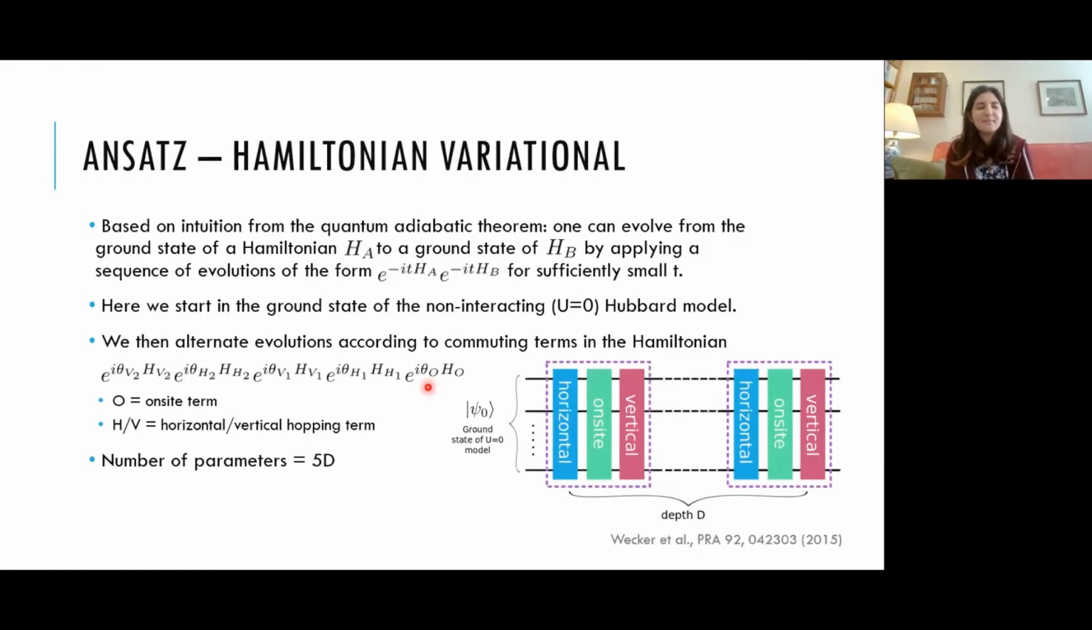So I guess the thought is that you're not tracing an adiabatic path to the ground state of the Hamiltonian you're looking for, but you're going via another route. The number of parameters you end up with here is 5 times the depth of the ansatz we choose. And the idea with this ansatz depth is that the higher the depth, the more likely you've parameterized the ground state you're looking for.